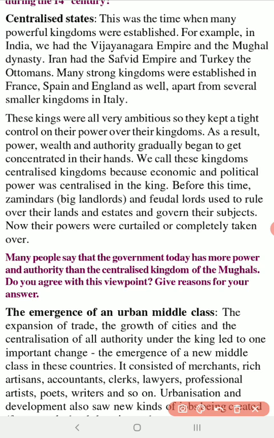One wealthy person will control a village. One wealthy person will control a small town. Okay, so those people, we call them feudal lords. So after the establishment of the kingdom, the zamindars in our own term, or the feudal lords in the European term, used to rule over their lands and estates and govern their subjects.